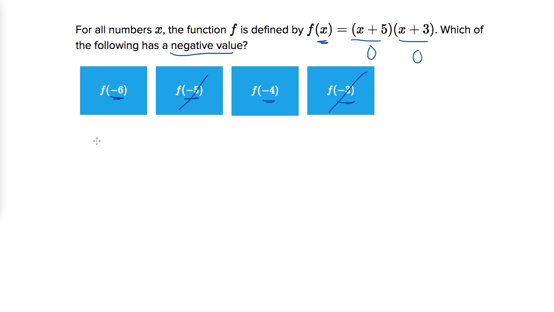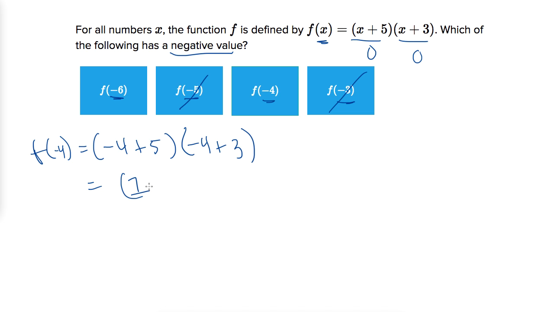If we put negative 4 in, we'll get negative 4 plus 5 times negative 4 plus 3. Negative 4 plus 5 is 1, times negative 4 plus 3, which is negative 1. And that gives us negative 1. Okay, so that could be it. Let's make sure that the other one doesn't work.